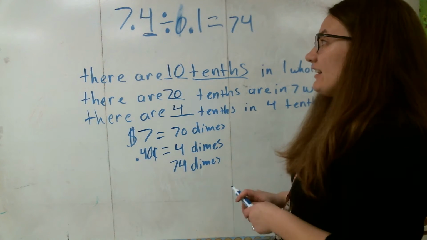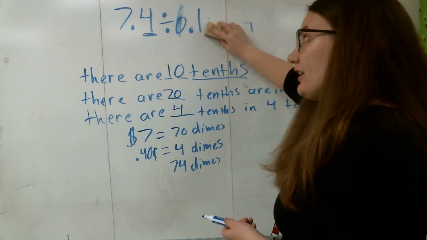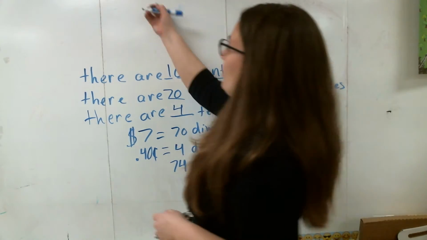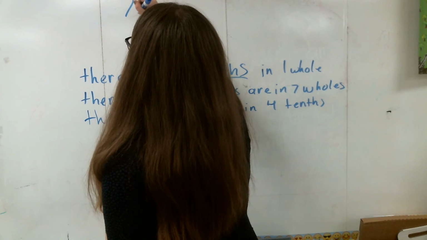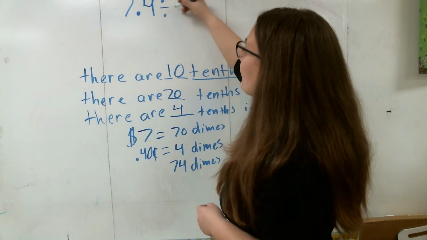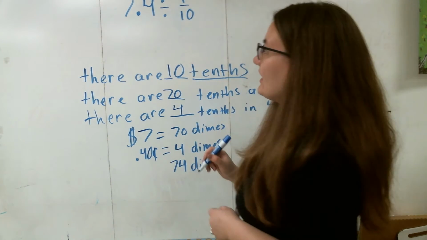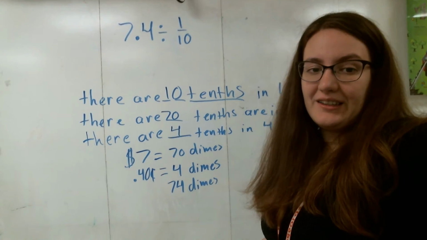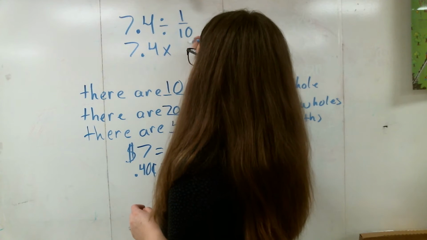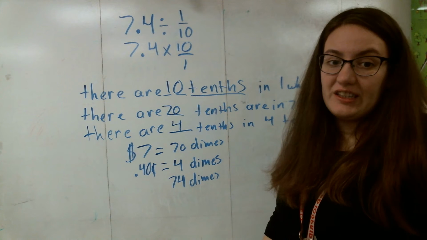All right, now the last way that I'm going to show you is regular division, finding the reciprocal. So I'm going to do 7.4 divided by 1/10, like this. Now I need to find the reciprocal. I'm sorry, you can't see that. So I have 7.4 times 10 over 1. And really, you can just rewrite it as just times 10.